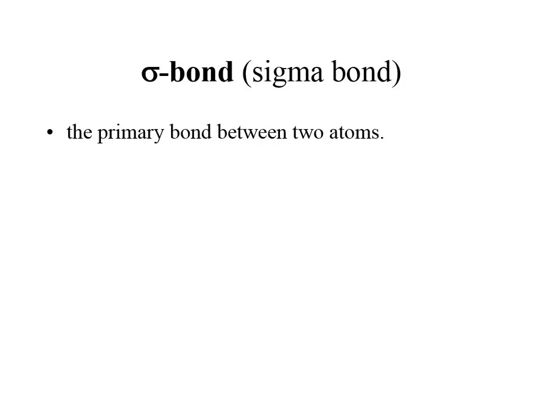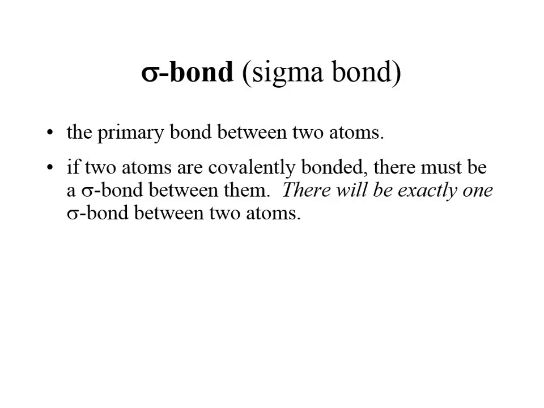Primary bond, covalent bond between 2 atoms. So if you have 2 atoms that are joined together, they have to have a primary bond. They have to have a sigma bond. But you cannot have the same 2 atoms joined together with 2 sigma bonds. It only gets 1 sigma bond. All single bonds are sigma bonds. Sigma is a Greek letter, a lowercase sigma.